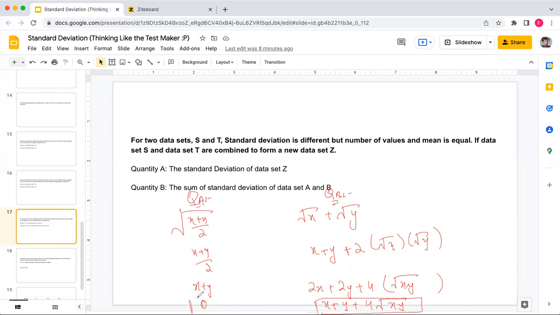Now can the value of X and Y be 0? I'm asking, in this scenario, can the value of X and Y be 0? No. Yes, exactly. That's why quantity B will be greater.